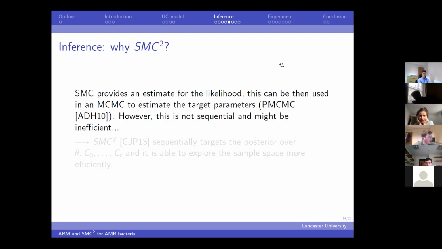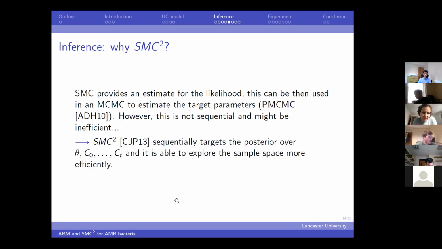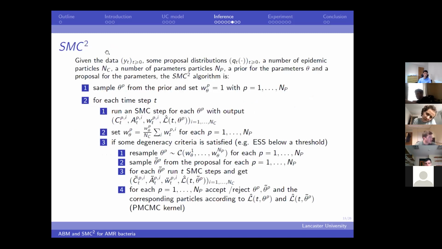And that's mainly why we have chosen to use SMC². Of course, another option could be to use particle MCMC, and so use the estimate of the likelihood in MCMC to infer the parameters, but we want to do it sequentially. And so that's why we decided to use this SMC². And just to talk briefly about SMC² and give you more or less the intuition on how this algorithm works, we have again some data, we have again some proposal distribution, we have some particles for the epidemics and some particles for the parameters, and of course a prior over the parameters and a proposal for the parameters.